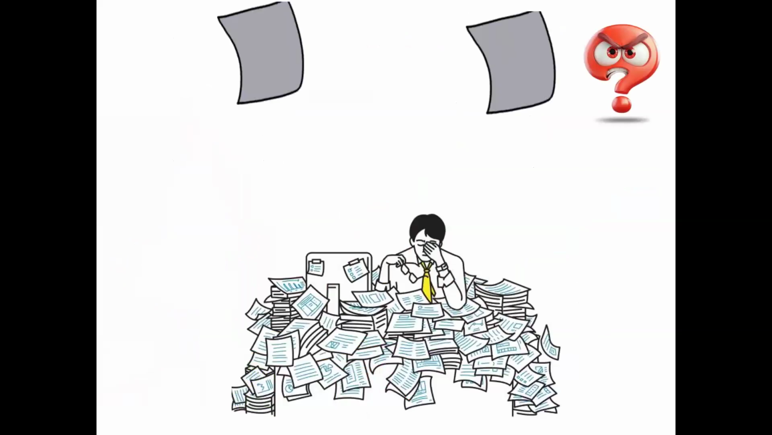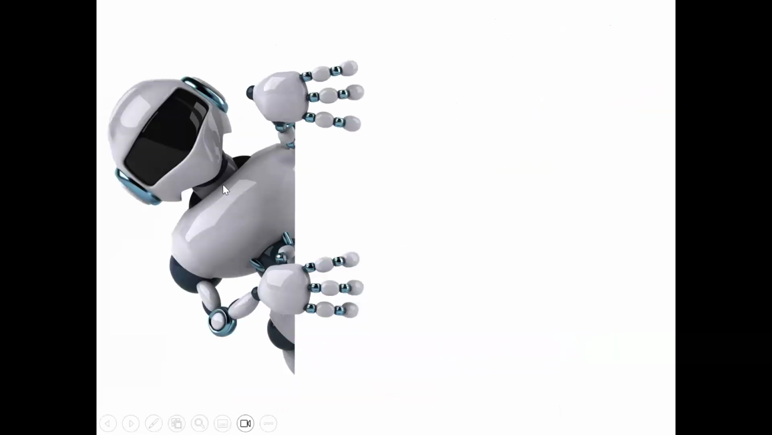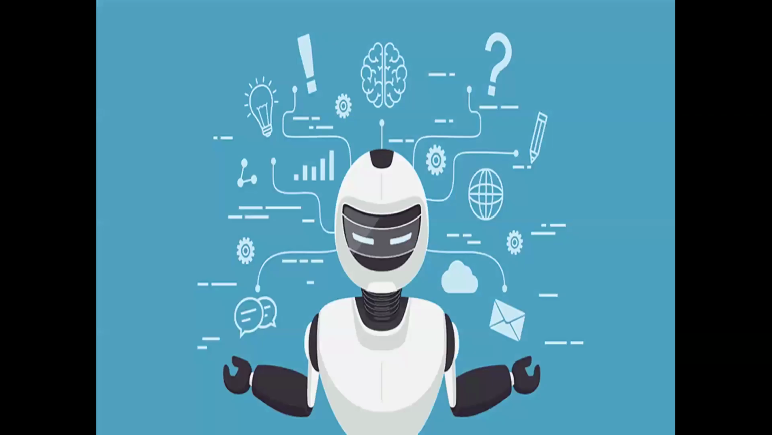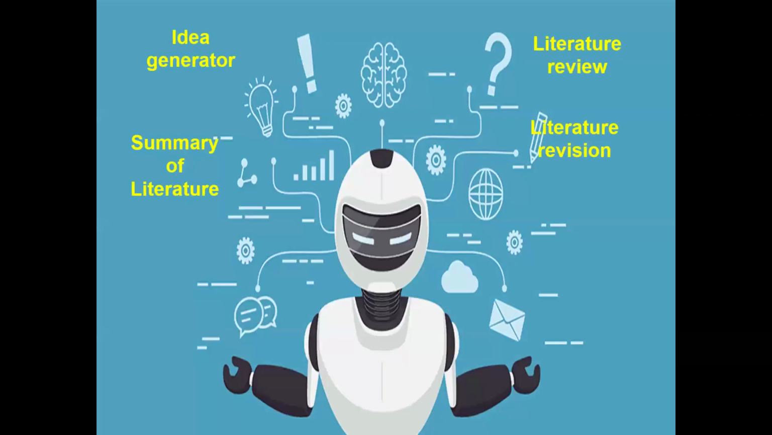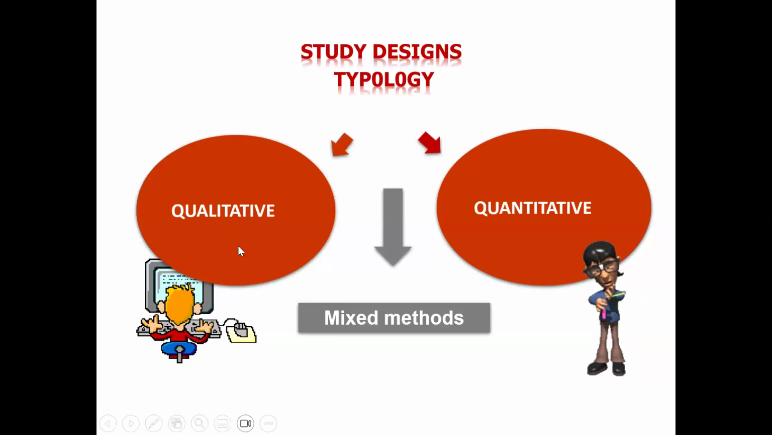And as you know before, literature search is a very tedious and very difficult task in order to find the suitable literature and in order to revise them. And we know that we can have the help of artificial intelligence in doing that. So artificial intelligence can help in idea generation, in literature review, in literature revision, and to summarize the literature in order to facilitate having a good idea for our research. Also, we discussed the different types of study design. We talked about the qualitative type and the quantitative type and the mixed type of research.